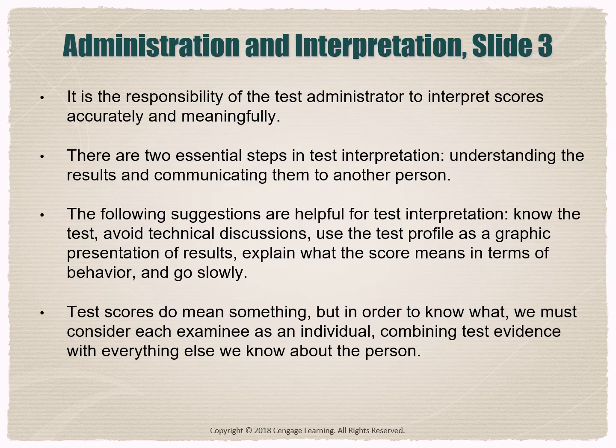It is the responsibility of the test administrator to interpret the scores accurately and meaningfully. There are two essential steps in test interpretation: understanding the results and communicating them to the person. The following suggestions are helpful in test interpretation. Know the test, avoid technical issues, use the test profile as a graphic presentation of results, and explain what the scores mean in terms of behavior, and then go slowly so they can make sure they understand what's been told to them. Test scores do mean something, but in order to know what, we must consider each examinee as an individual, combining test evidence with everything else that we know about the client, all the other information we have about the client.